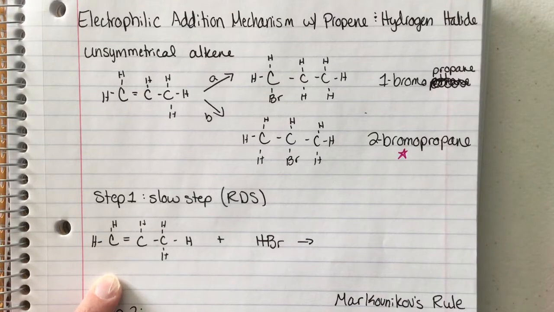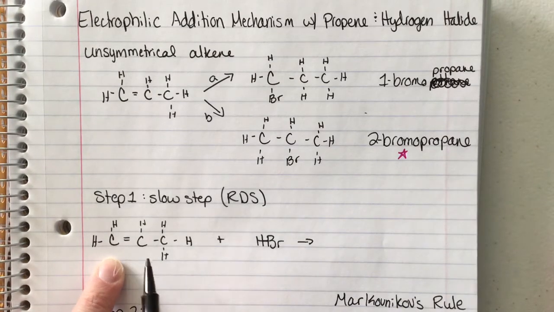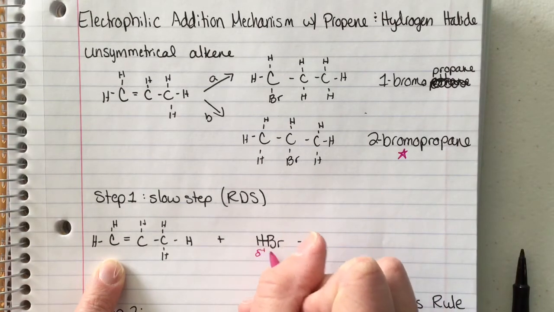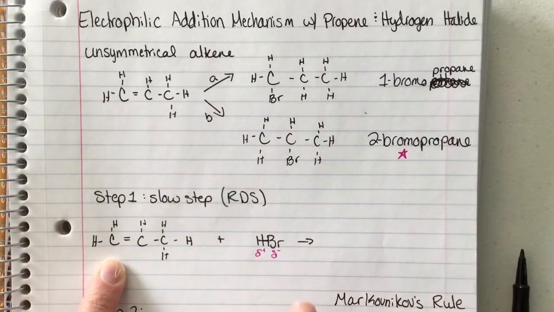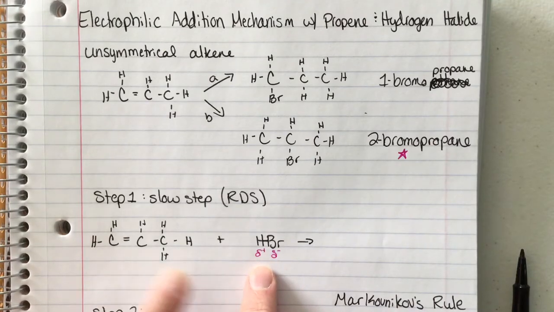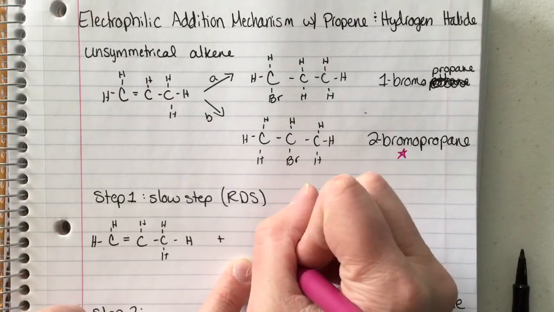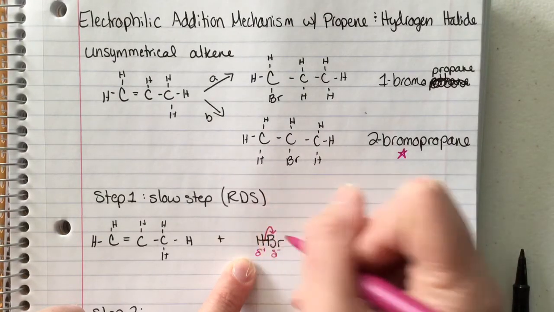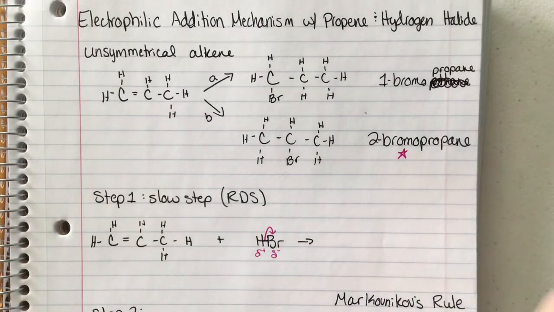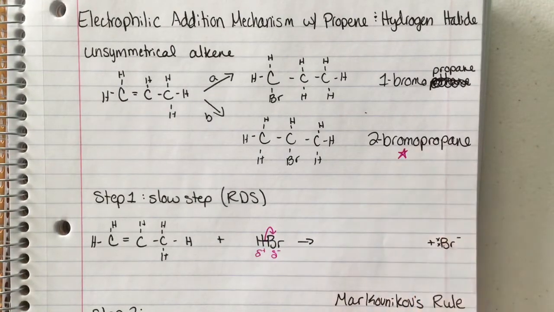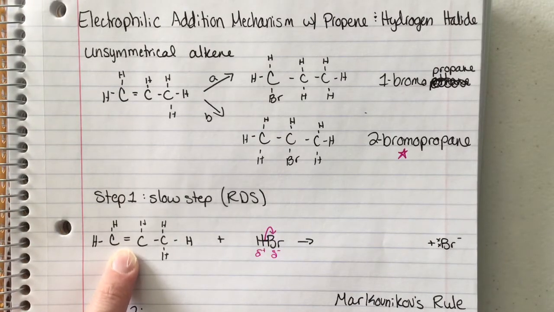In step 1 of our mechanism, we are going to do what we've always done. We're going to have partially positive and partially negative parts to our HBr. The hydrogen is already partially positive, and that's making it the electrophile. These electrons are going to go to the bromine, and the bromine's going to be over here all by itself with both of its electrons, just like we've always done. And over here, the hydrogen's going to add on.